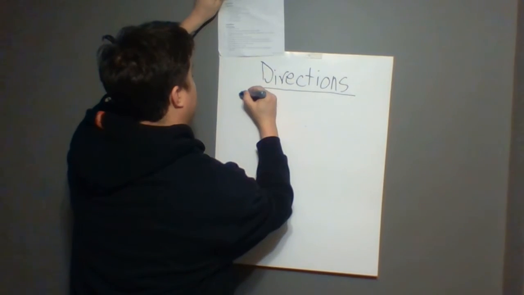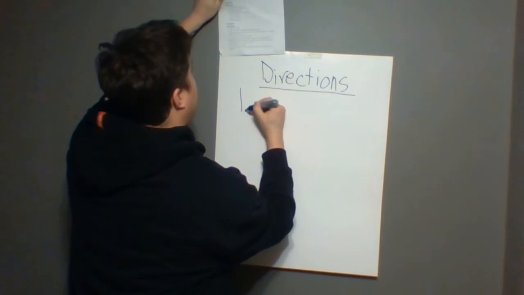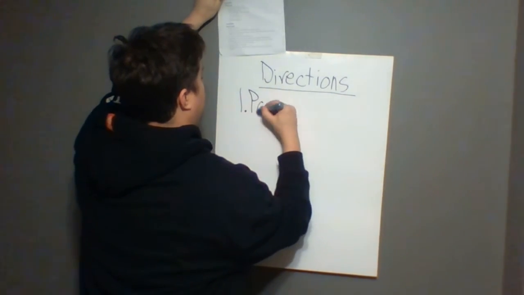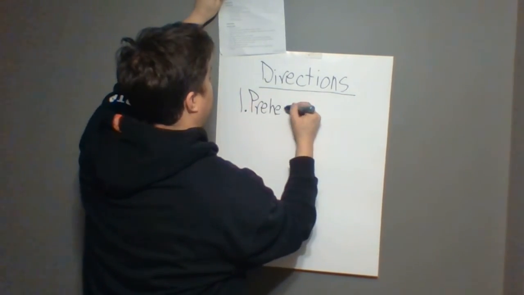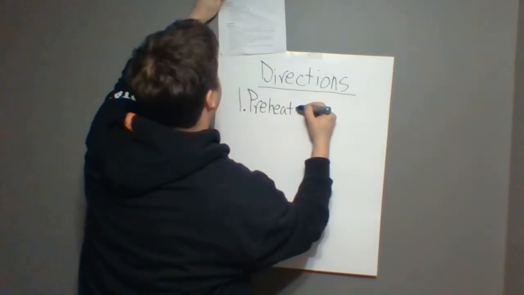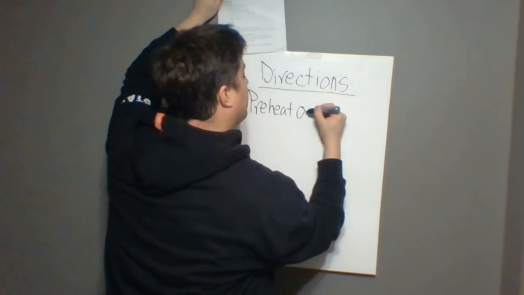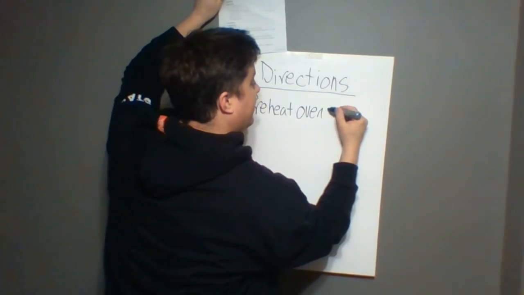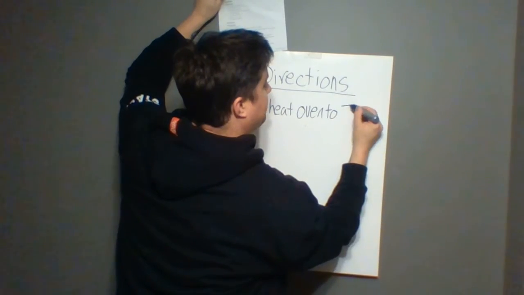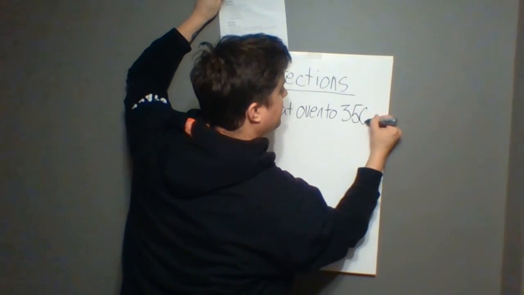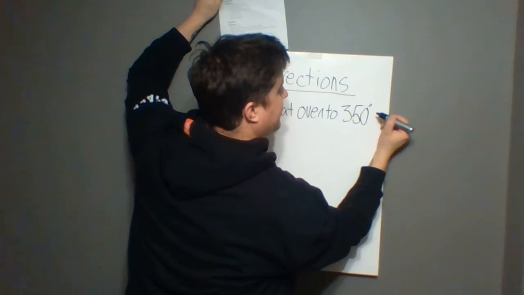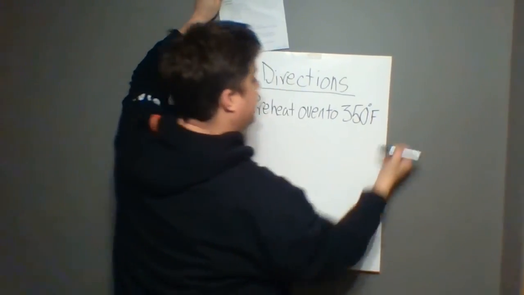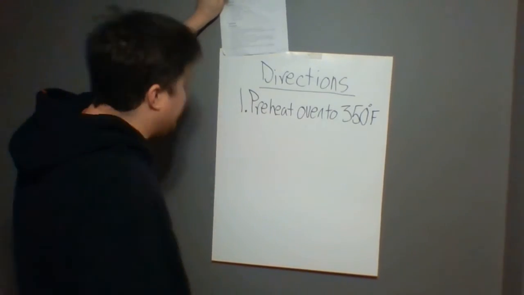Our first step is 1, period, and then 2-finger space, preheat oven to 350 degrees Fahrenheit. So we use this little circle to signify degrees, and we use an F to signify Fahrenheit. All right, so now we'll go on to our next step.